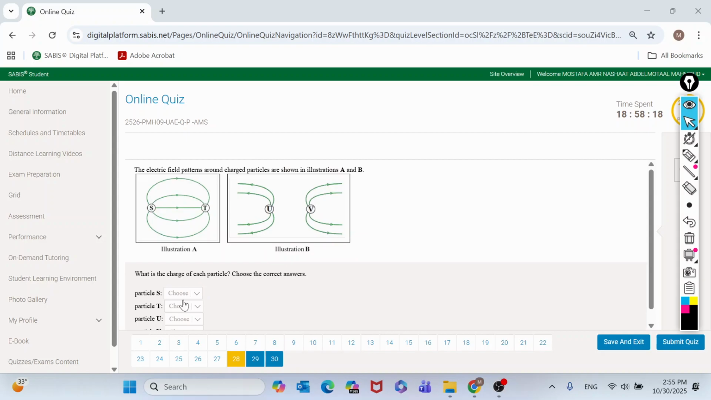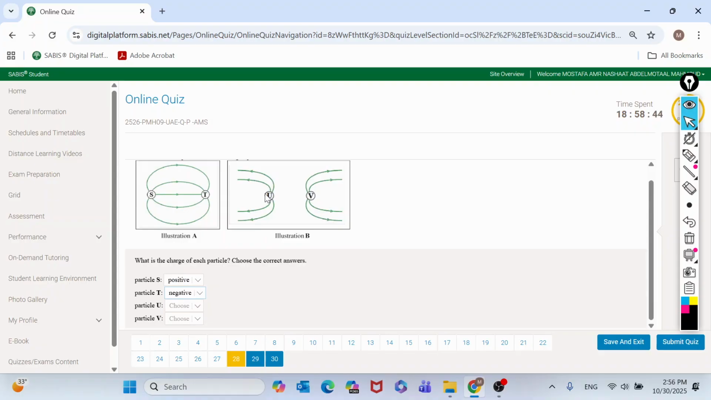Okay, particle S. Guys, look. The charge goes from positive to negative. See this little arrow? It's going from S towards T. So S is positive and T is negative, because the charge goes from positive to negative. Here, they're both positive because the arrow is pointed away. The positive goes away from the particle. If the arrow was pointed in, then they'd both be negative. But no, it's pointing out. So they're both positive.